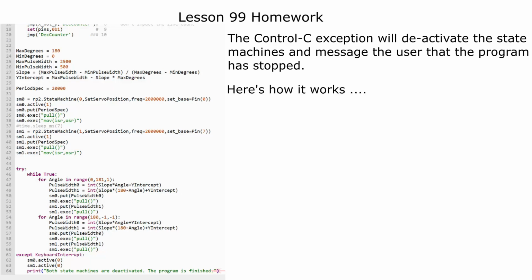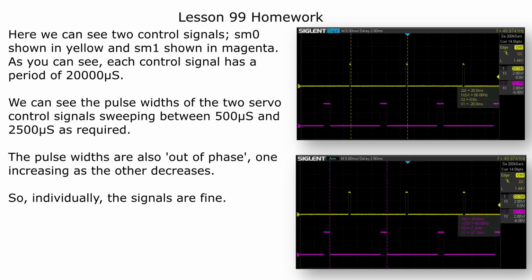And here's how it works. Here we can see two control signals, SM0 shown in yellow and SM1 shown in magenta. As you can see, each control signal has a period of 20,000 microseconds. We can see the pulse widths of the two servo control signals sweeping between 500 microseconds and 2,500 microseconds as required. The pulse widths are also out of phase, one increasing as the other decreases.